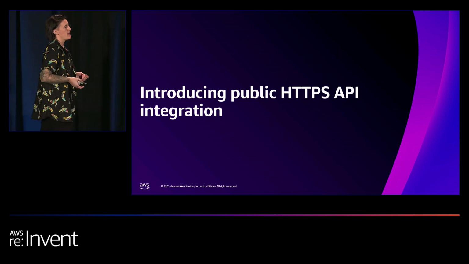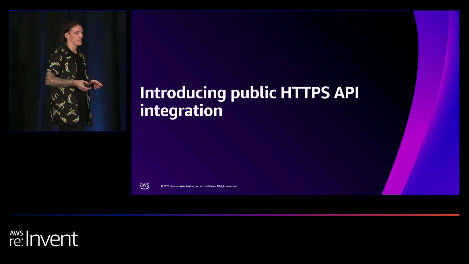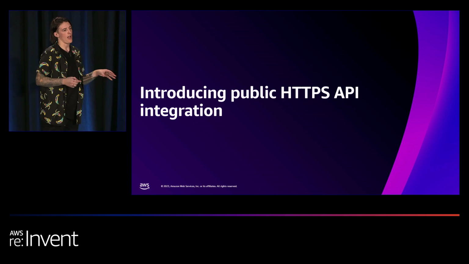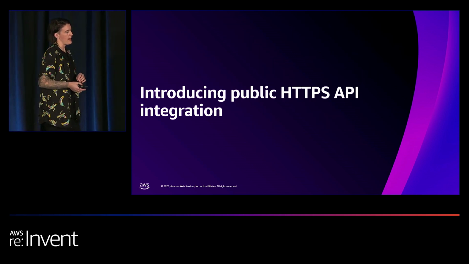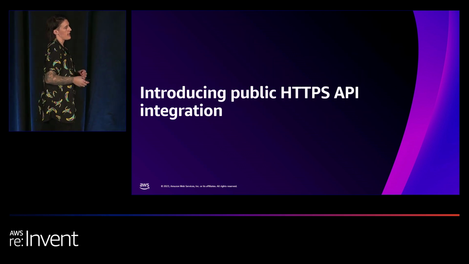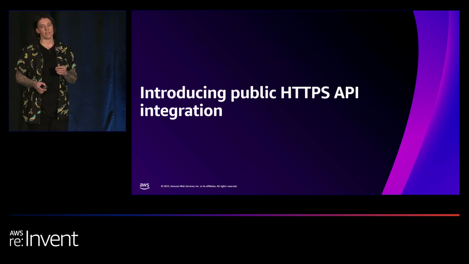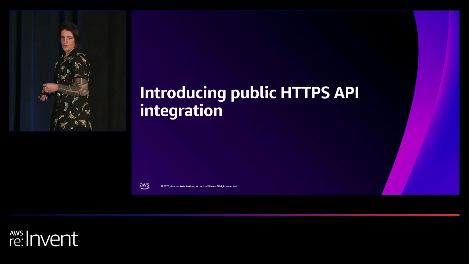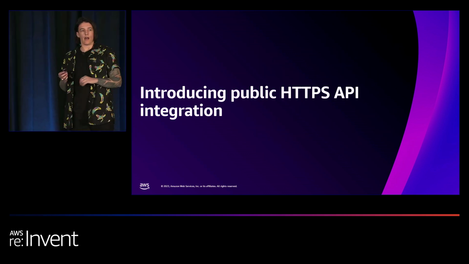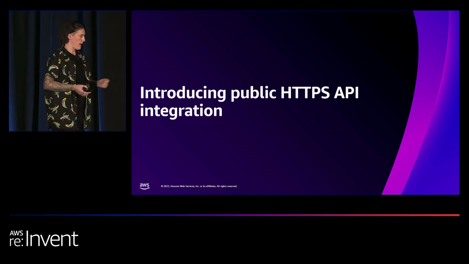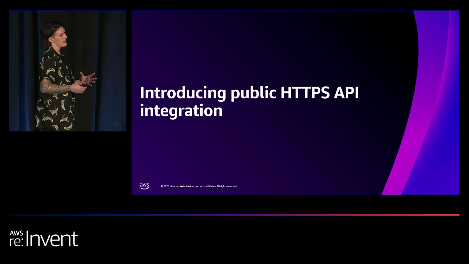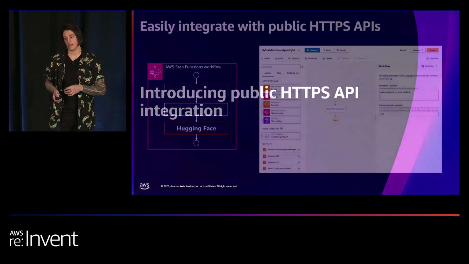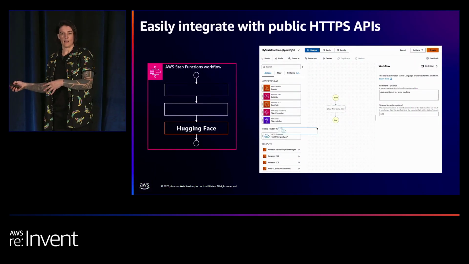And so on Sunday, we also announced the introduction of public HTTP API support natively within Step Functions. So this now allows you to call any or virtually any public API. So think of things like Salesforce for marketing or sales data insights. You can call Slack for notifications. You can call GitHub for collaboration. You can call Stripe for payment processing. And in our use case, we can call Hugging Face to take advantage of their inference API.